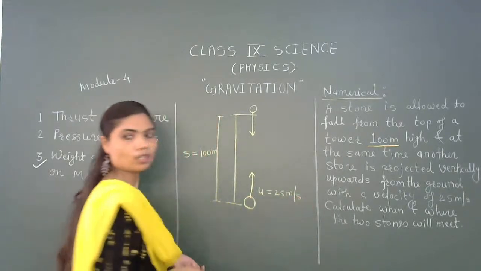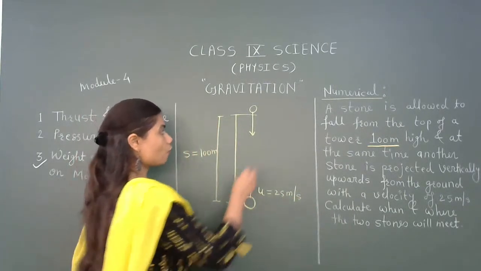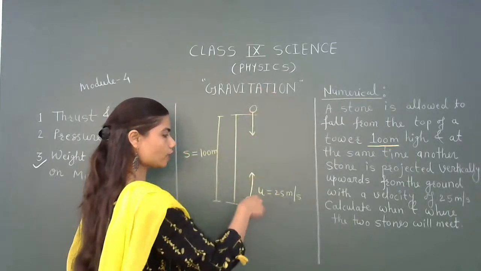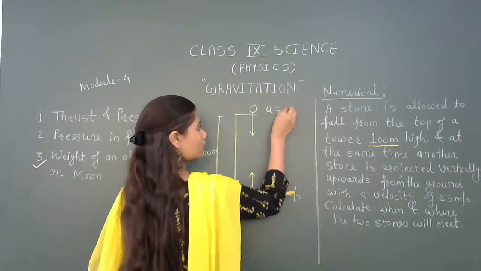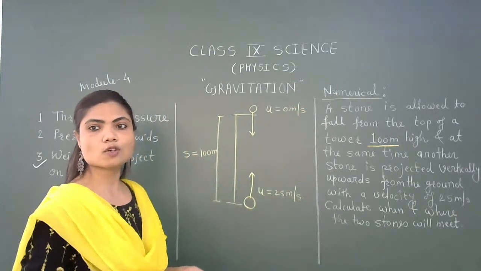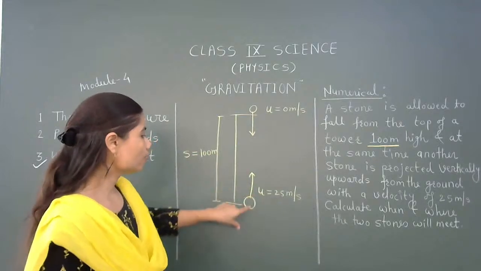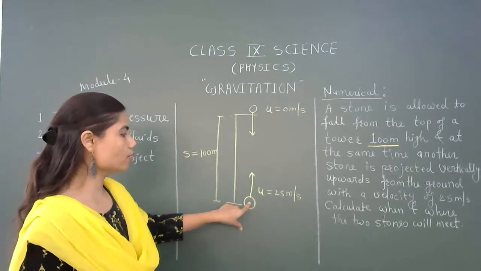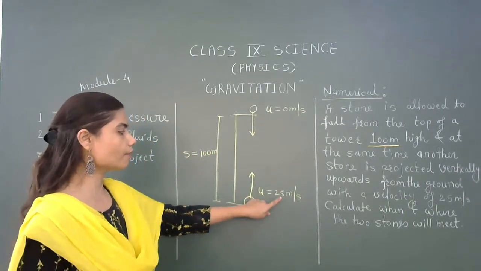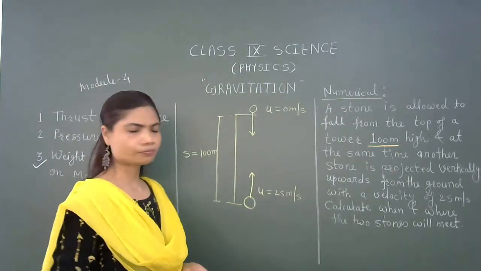What is u? u is the initial velocity. And for this stone which is falling downward, u will be 0 meter per second. Initial velocity will be 0 for this stone which is falling down. And the initial velocity for the stone which is moving upward is provided to us as 25 meter per second.